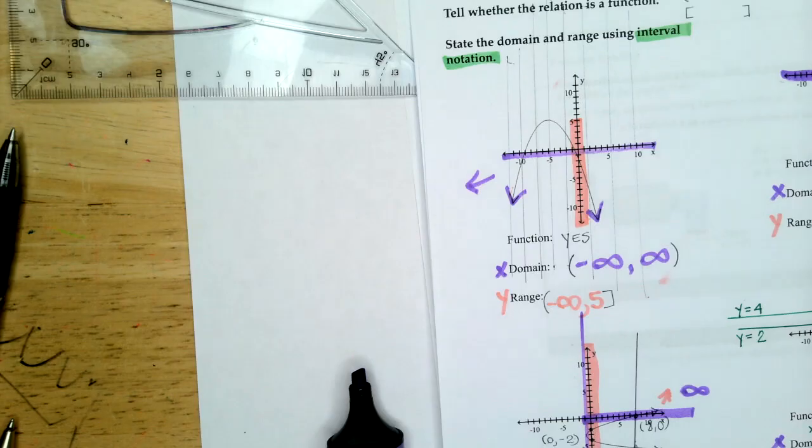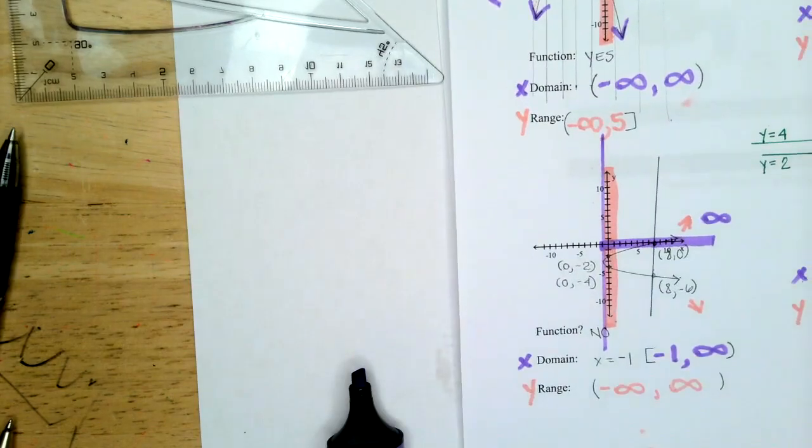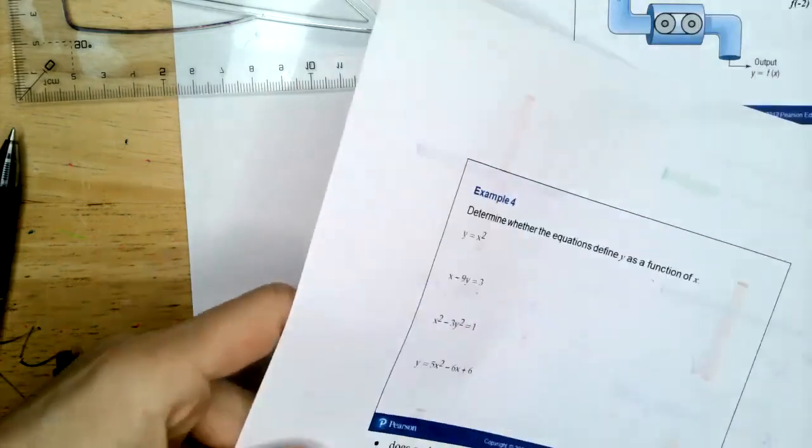So that's how you find the domain and range of something that has been graphed, an equation that has been graphed, and how to write the domain and range in interval notation, which is very challenging, but hopefully we've had some practice.